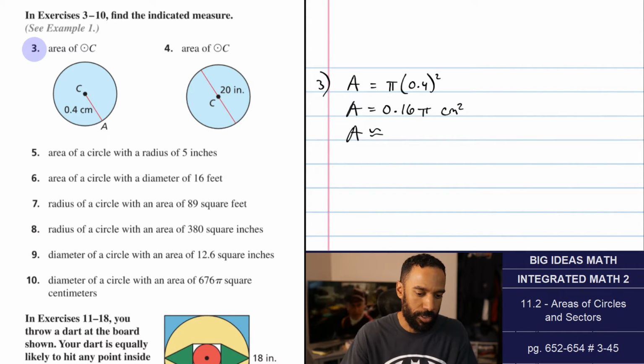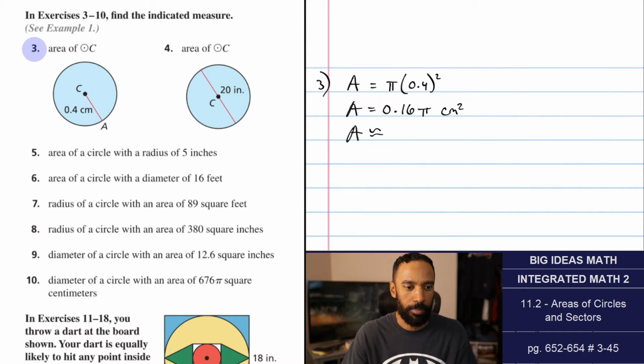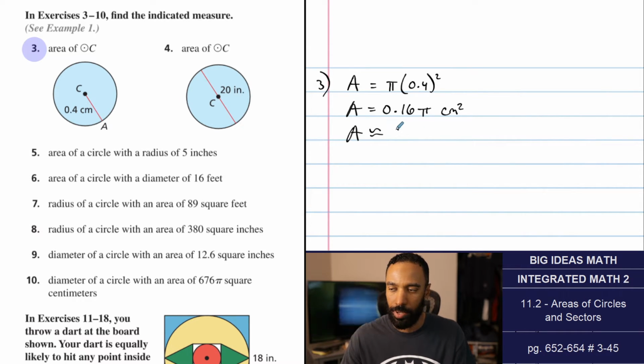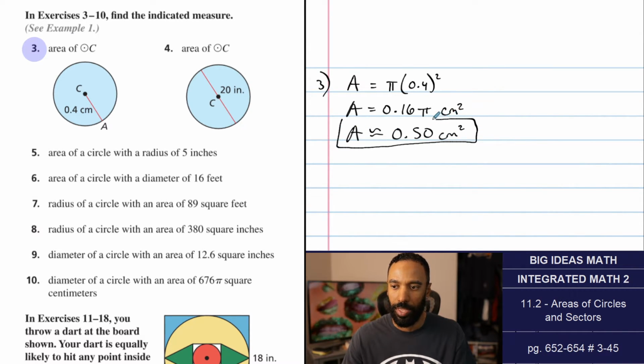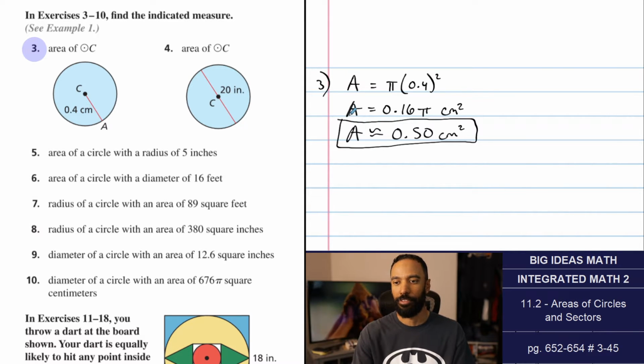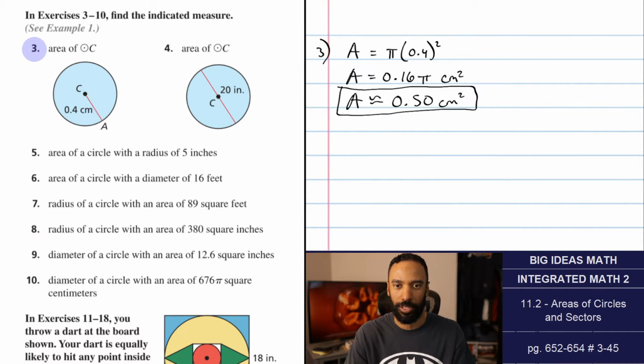I got to use the calculator for this one. I won't show you the calculator unless it's something that I really need you to see, the way that the order of something works, that kind of thing. And we're going to be rounding to the nearest hundredth, so 0.50 square centimeters. About half a square centimeter there. Looks good. If there's something necessary I feel I have to show you on the calculator, I will. I just multiplied 0.16 by pi.